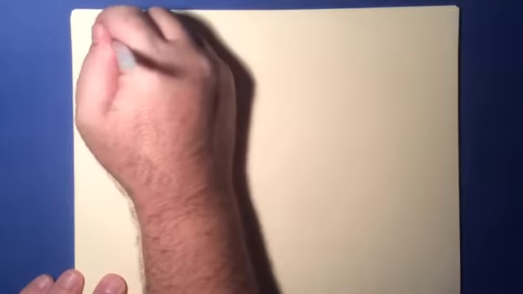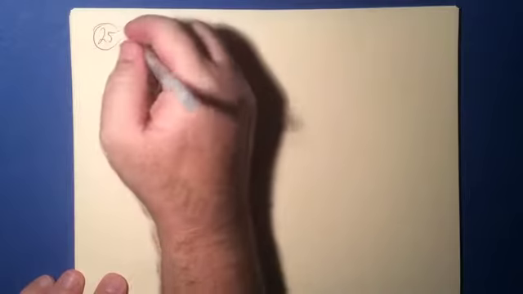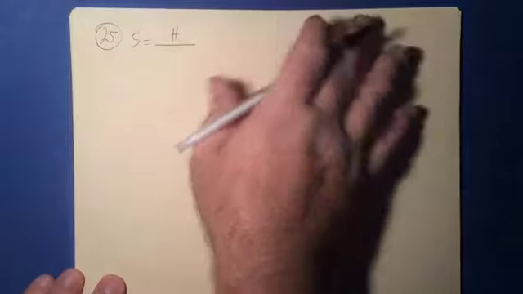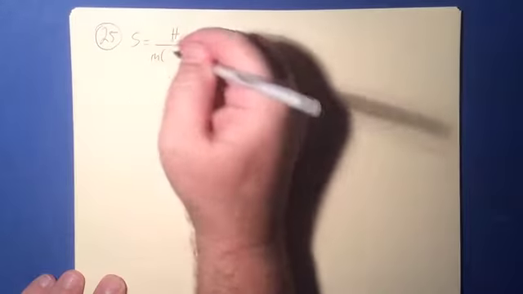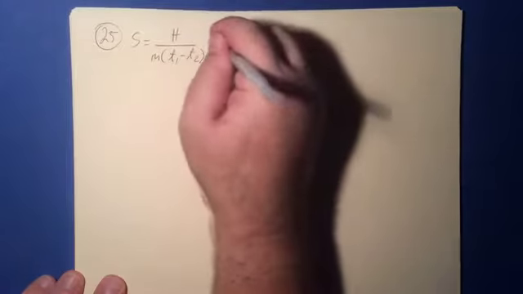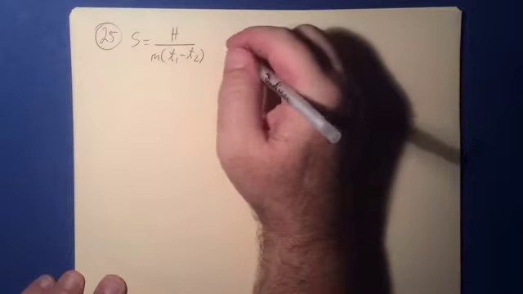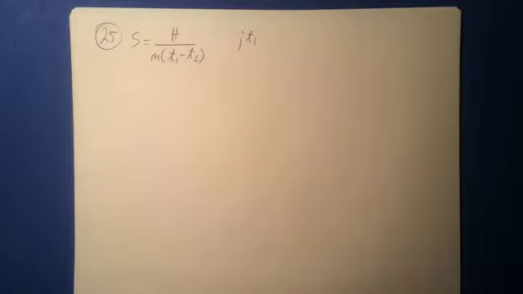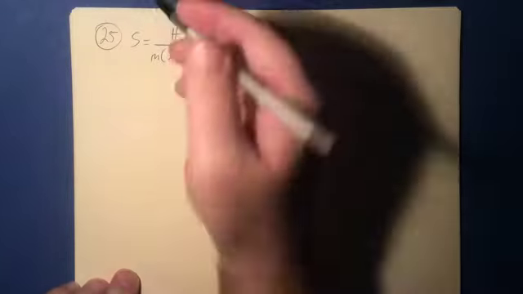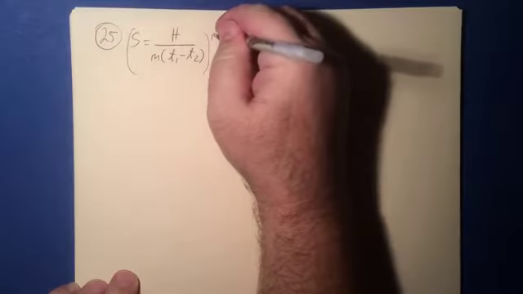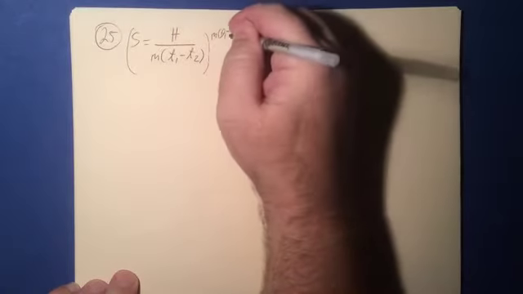And we got question 25. Doing as many of these as I can to help you guys out. S is equal to capital H over M times T1 minus T2. And in this case, we're being asked to solve this for T1. So what I'm going to do in this question is I want to get rid of the denominator in its entirety. So I'm going to multiply this by M times T sub 1 minus T sub 2.